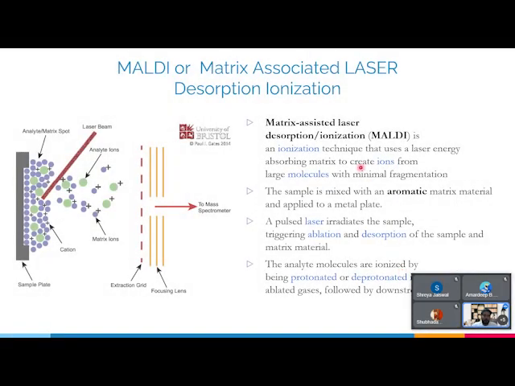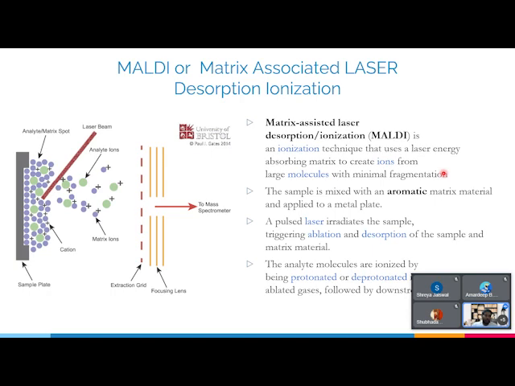Next, we'll look into what is MALDI. MALDI, or matrix assisted laser desorption ionization, is an ionization technique that uses a laser energy absorbing matrix to create ions from large molecules with minimal fragmentation. MALDI was a breakthrough technique in which our sample was mixed in a matrix. The matrix is essentially another solution.